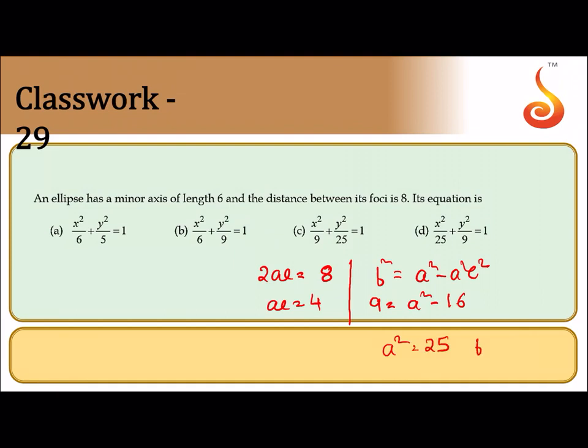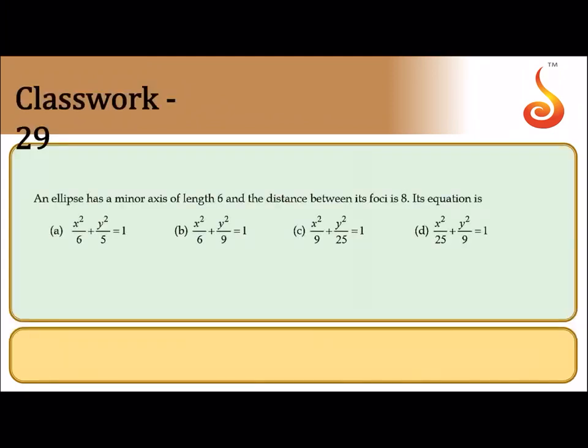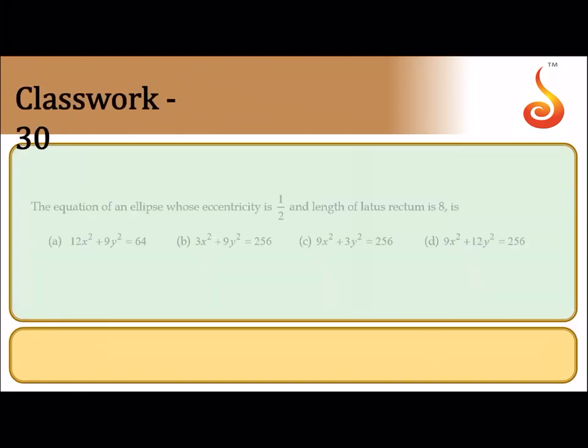So 9 is equal to a square minus 16. So a square is equal to 25 and b square is equal to 9. So x square upon 25 plus y square upon 9 is equal to 1. Option D. This is question number 29. Option D is correct.